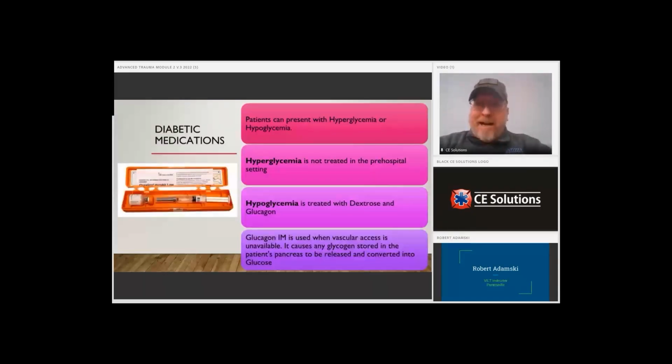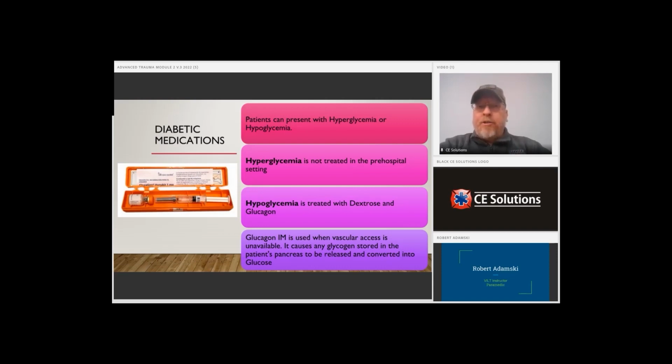We have our diabetic medications. All right. Now, remember, with our diabetic patients, they're typically going to be either hypoglycemic with a low blood sugar, or hyperglycemic with a high blood sugar, such as our DKA or diabetic ketoacidotic patients. Typically, the patients we're going to be treating in the pre-hospital care environment are our hypoglycemic patients. That's the life-threatening problem. It's an immediate problem.